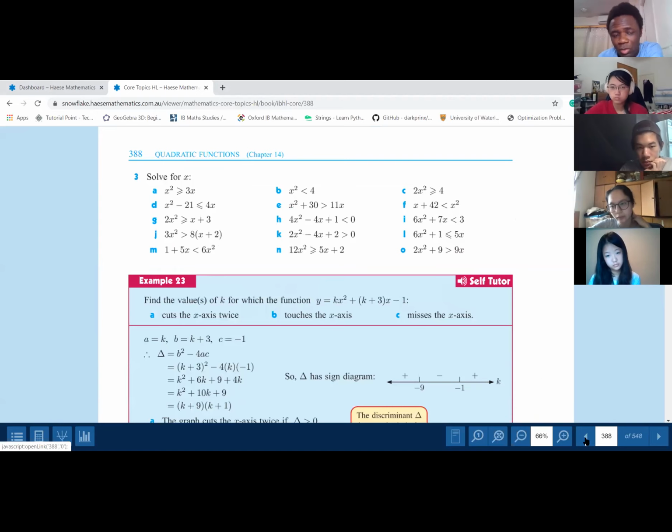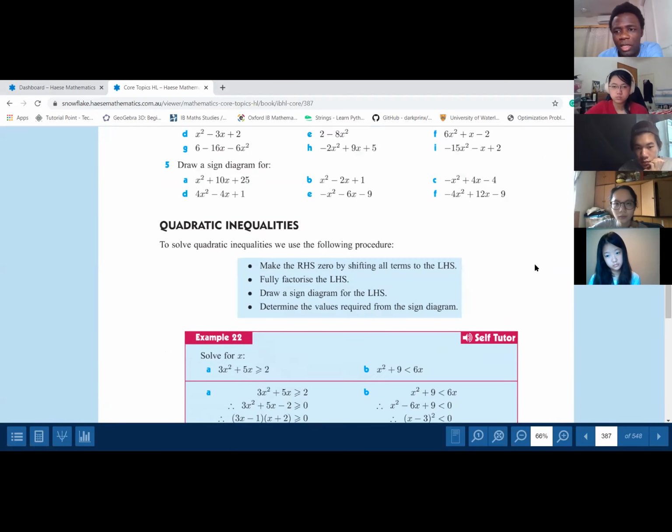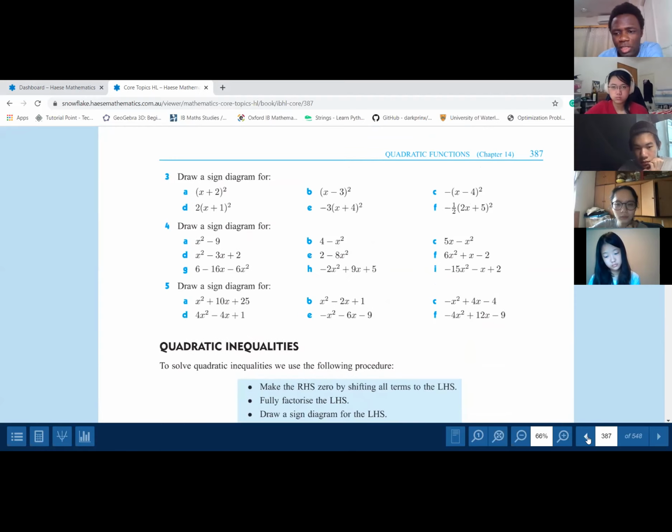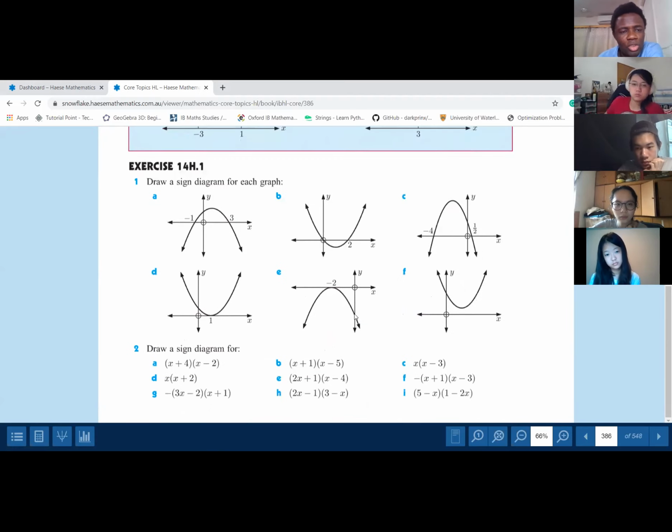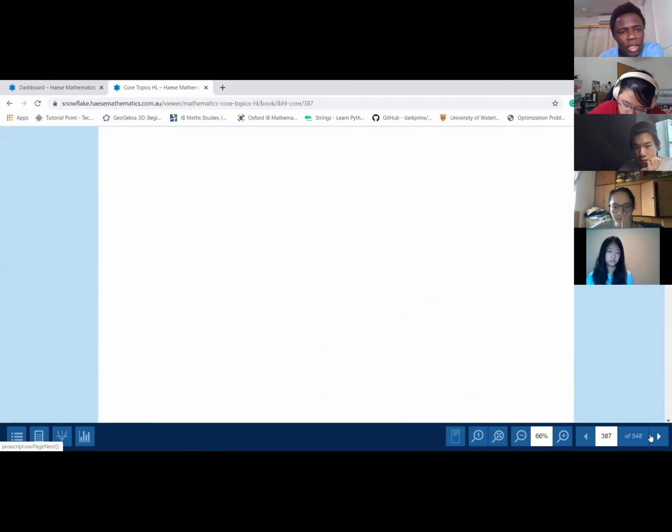I'm going to assign classwork, which should be sent to me on WeChat while the class is going on. So I need you to draw sign diagrams for 1A, 1A.